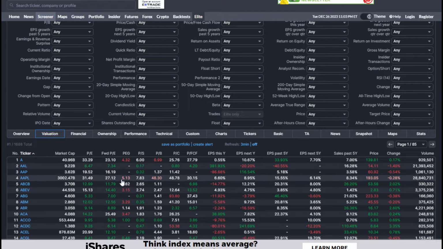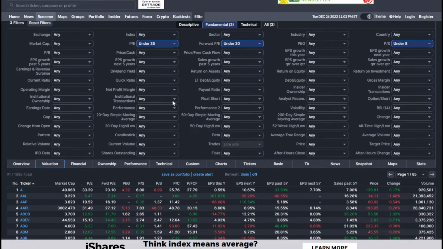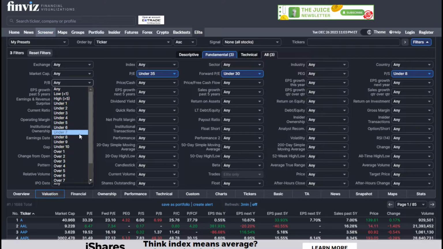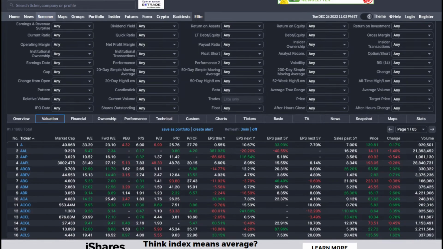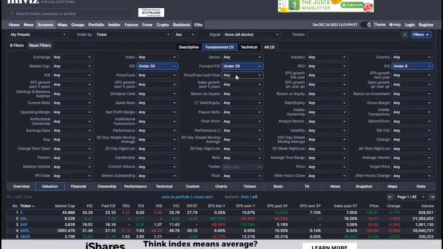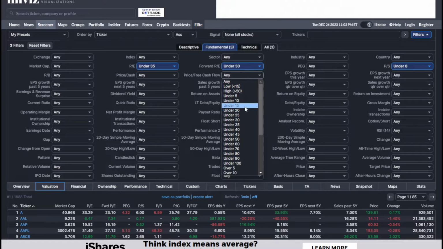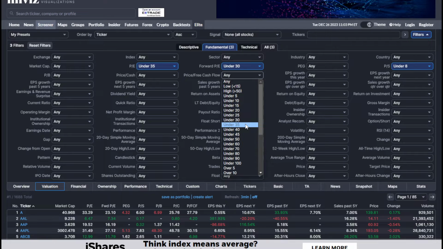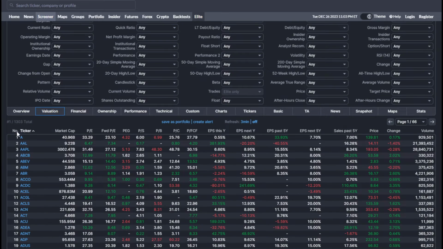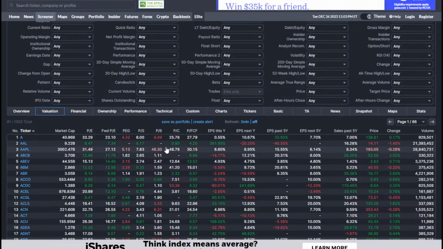1,688 stocks. Next, we'll look at the price to book, 48.30. So we'll screen for that. Yeah, the table only goes to under 10, so that's not going to work for us. I like this price to free cash flow. It's at 30.15. So we're going to go under 35. That knocks us down to 1,303 stocks now.